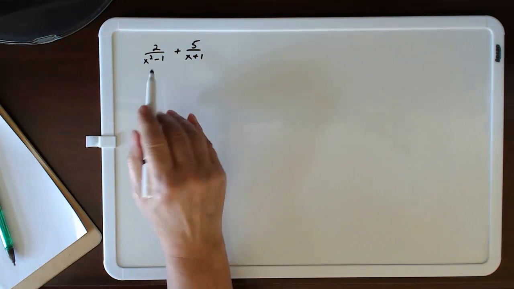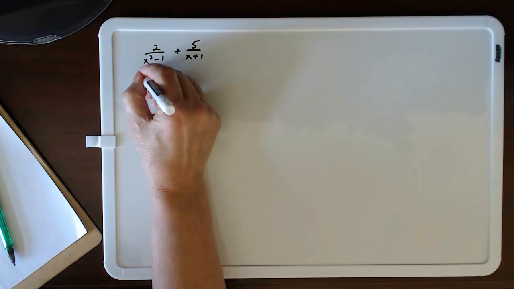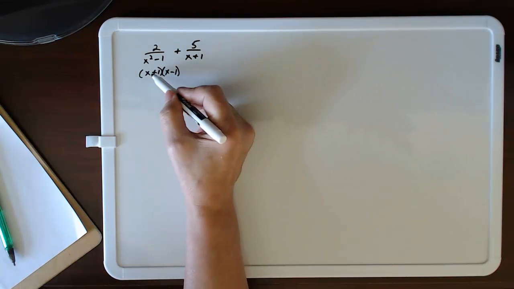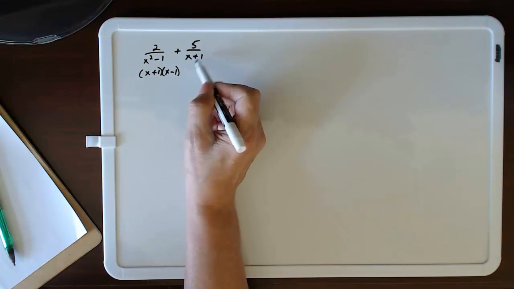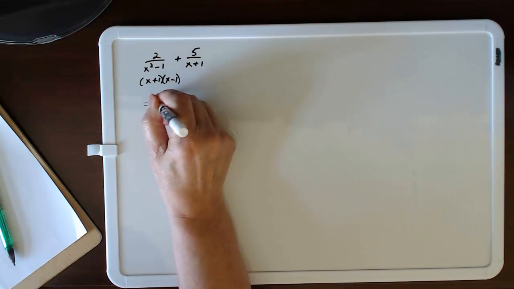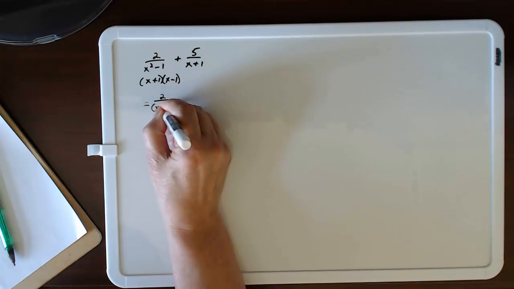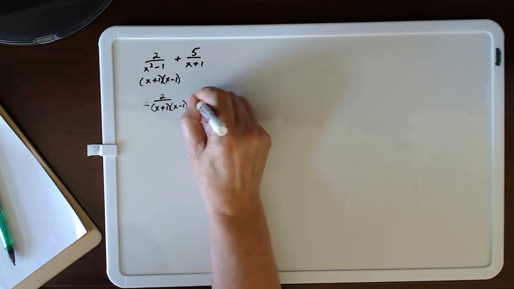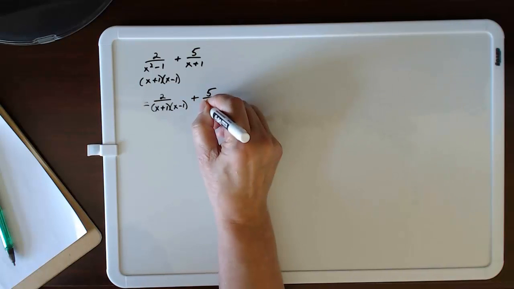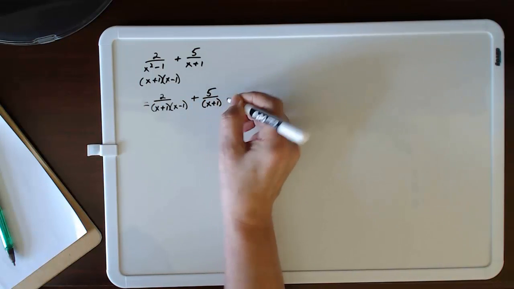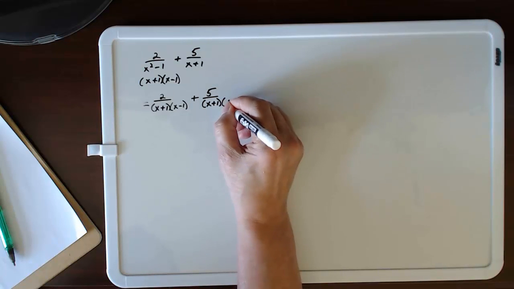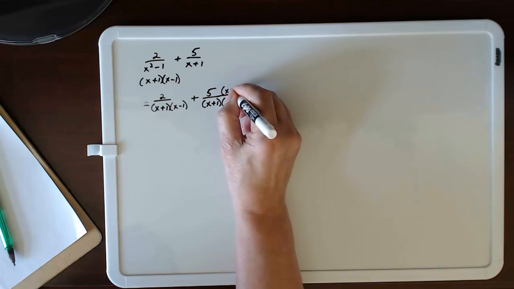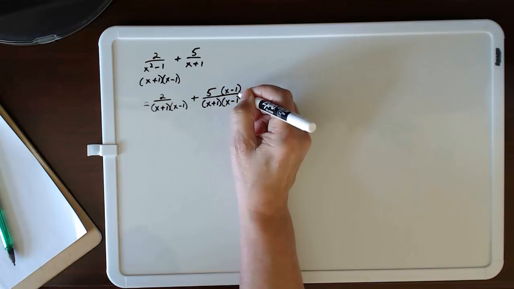Again, we want a common denominator. Since x squared minus 1 will factor into x plus 1 times x minus 1, we see that x plus 1 is a common factor. This equals 2 over x plus 1 times x minus 1 plus 5 over x plus 1. We need to multiply this times x minus 1. Whatever we multiply in the denominator, we have to also multiply in the numerator.